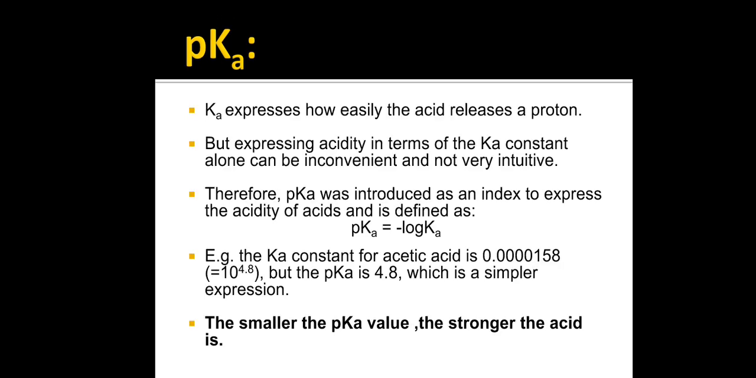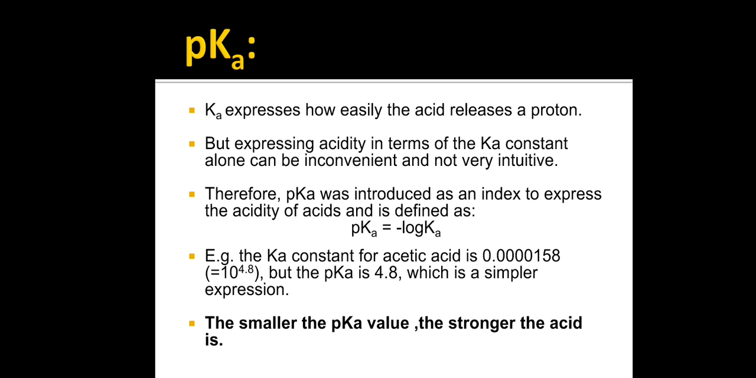So that is what is written. Ka expresses how easily the acid releases a proton, but expressing the acidity in terms of Ka constant alone can be inconvenient and not very intuitive. That is what we have discussed in case of pH also, very much the same. In a similar way, how hydrogen ion concentration was expressed as pH by taking negative logarithm, the same way the dissociation constant can be expressed in terms of pKa by taking the negative logarithm. The concept is exactly the same.